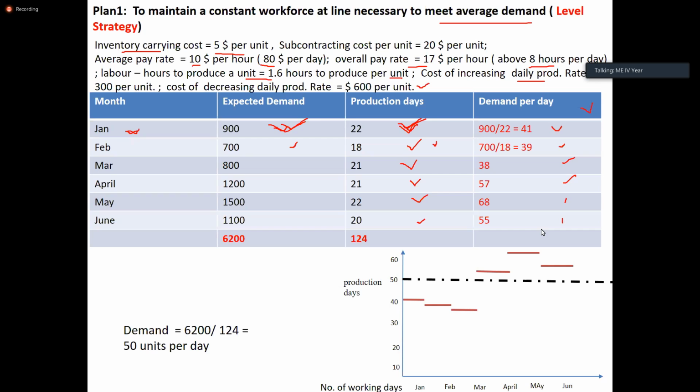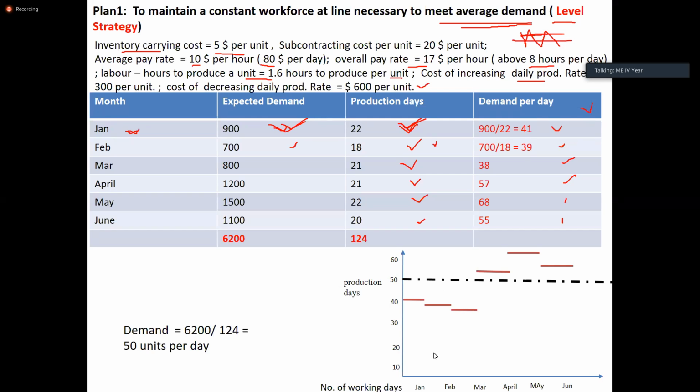Now my first strategy is the level strategy, where I have to maintain the production rate. In yesterday's class we discussed that whatever the demand fluctuates, I will maintain some production rate in a line. Even if the demand comes less, based on the requirement, we'll get the material from the previous month from the inventory. But my production is like average.